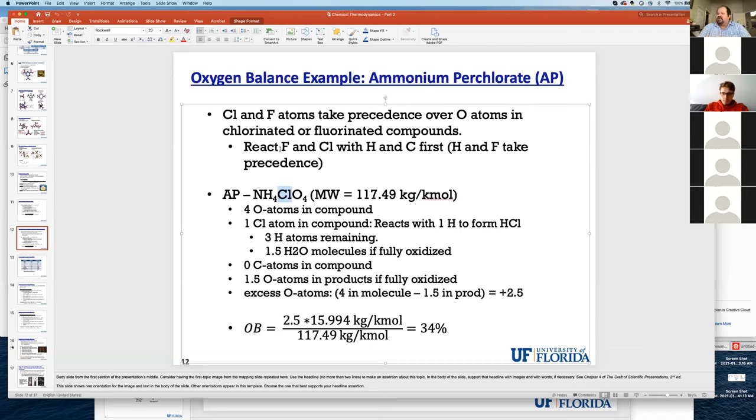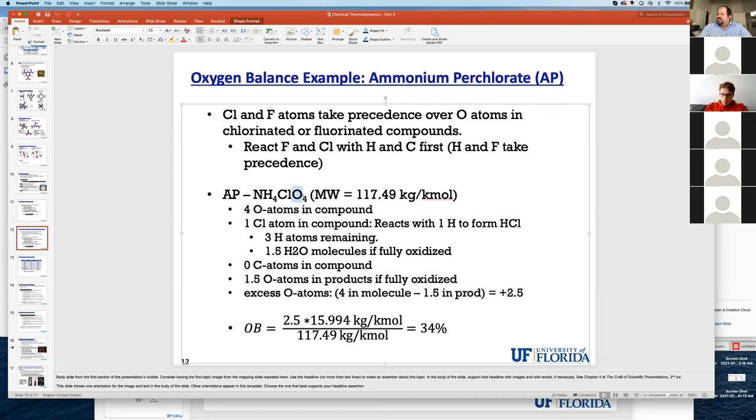And if you have both fluorine and chlorine, I'm not aware of any compound that has both of those. But theoretically, if you had both of them, the fluorine would basically take precedence. So here we're just going to do an example with ammonium perchlorate, basically using that oxidation hierarchy where the chlorine takes precedence over the oxygen. Okay, so you can look up online the molecular weight of ammonium perchlorate is 117.49.